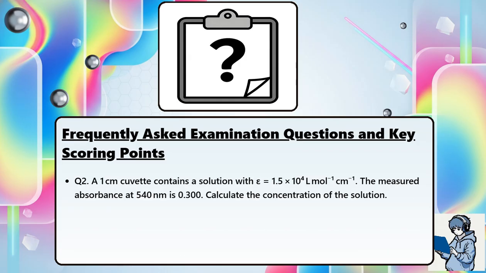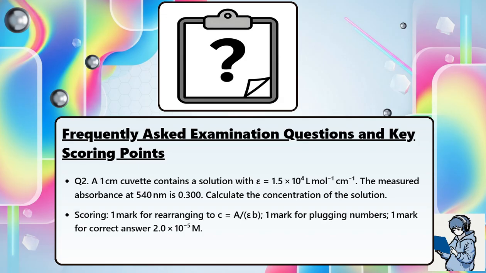Question 2. A 1 centimeter cuvette contains a solution with epsilon equals 1.5 times 10 to the 4th liter mole to the minus 1 centimeter to the minus 1. The measured absorbance at 540 nanometers is 0.300. Calculate the concentration of the solution. Scoring 1 mark for rearranging to c equals A over epsilon b. 1 mark for plugging numbers. 1 mark for correct answer 2.0 times 10 to the minus 5 molar.